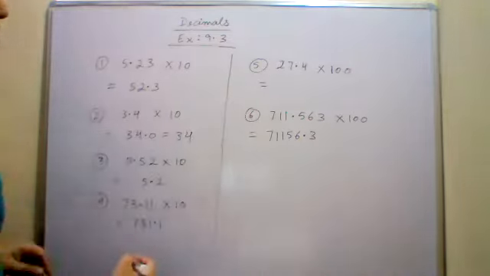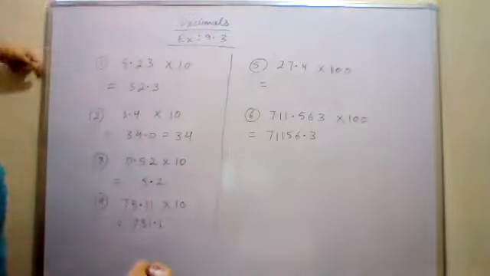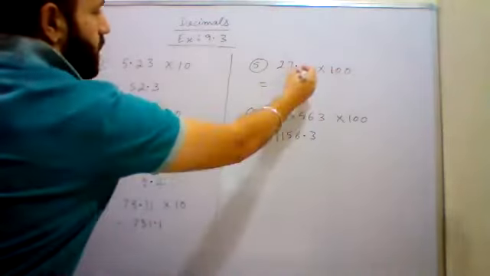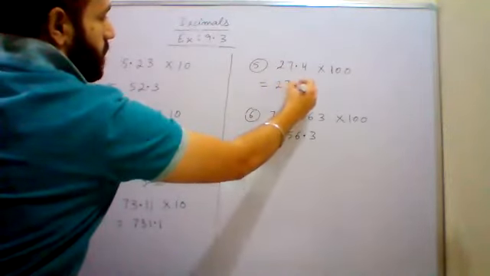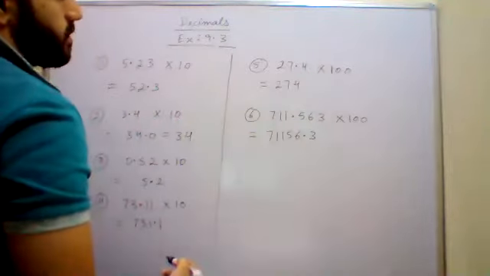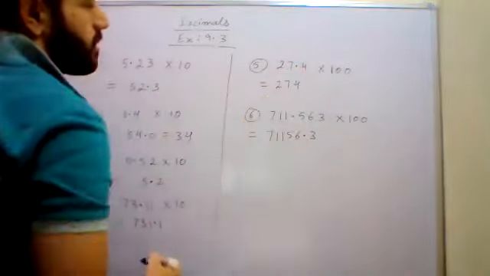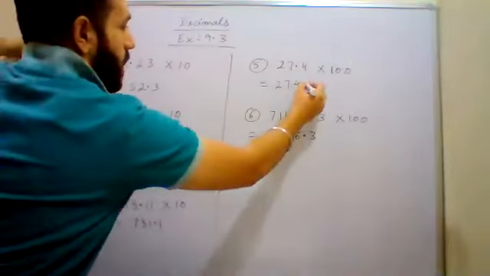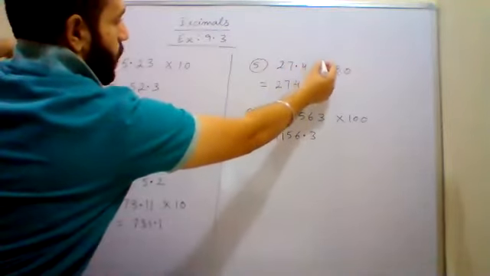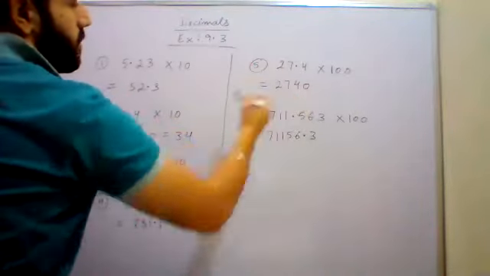Now the fifth one. In the fifth one, the number is 27.4 and you have to multiply this by 100. So when you are multiplying a number by 100, you have to move the decimal two places to the right. Now 274, one place you can move easily, but after 4 there is no digit. When there is only one digit in the end and you have to move the decimal two places, what to do now? You will write a 0, one place, and for the second place you will write a 0. So the answer is 2740.